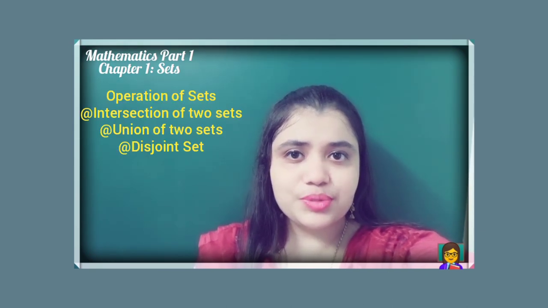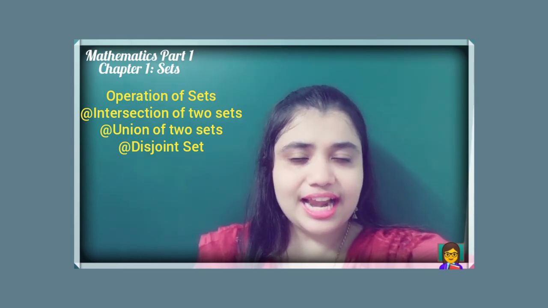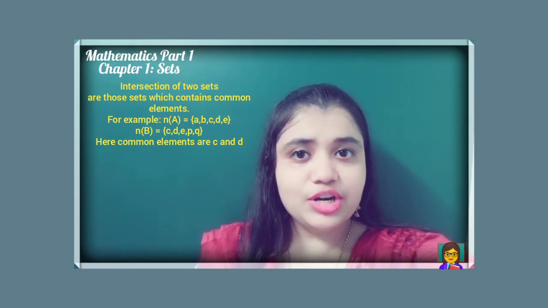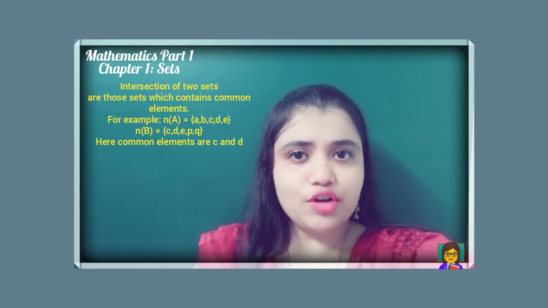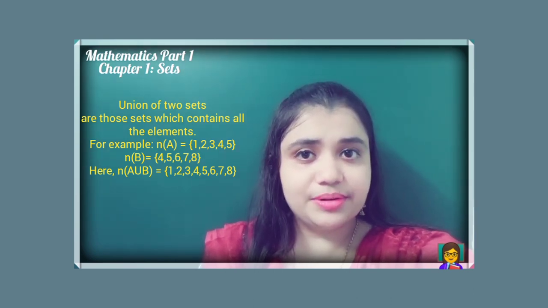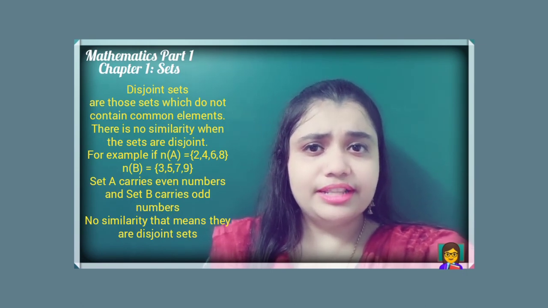Students, in the previous class you studied operations of sets. In that you studied intersection of two sets, union of two sets and disjoint sets. Intersection of two sets contains the common elements which appear in all the sets. Union of two sets contains all the elements which are given in the sets. Disjoint sets are those sets which do not contain any common element. They are different. There is no similarity in disjoint sets, so they are disjoint. Students, this we have learned in our previous class.